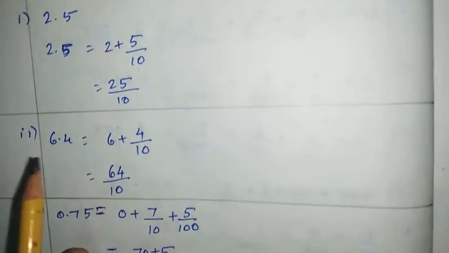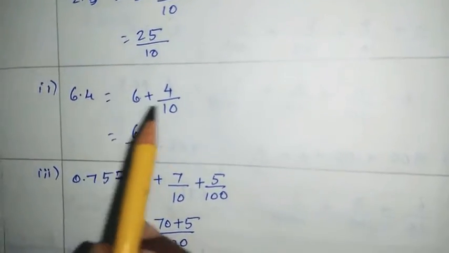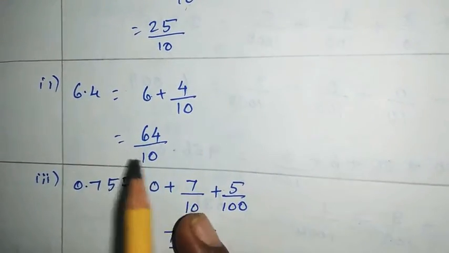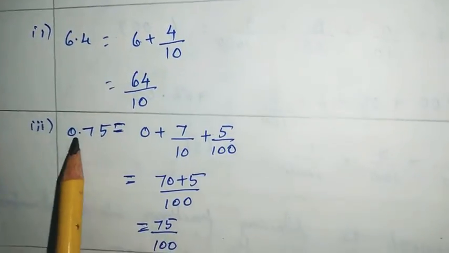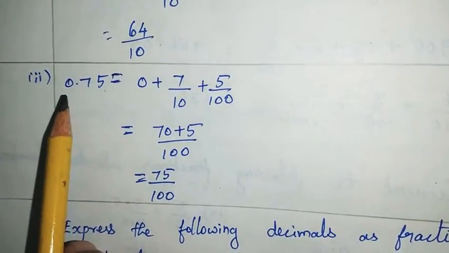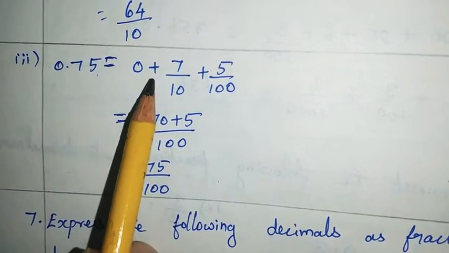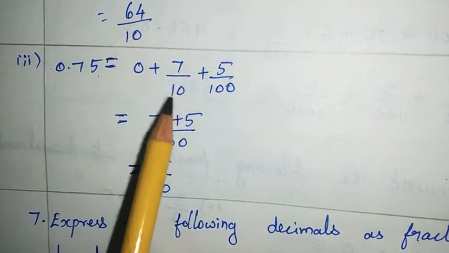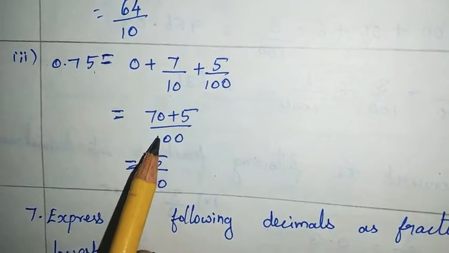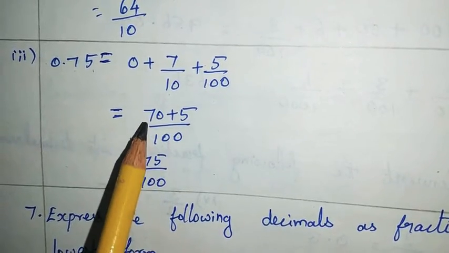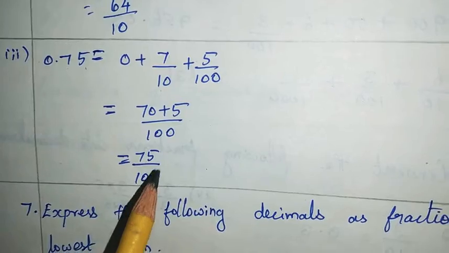Second sum 6.4. First you have to expand it and write, that is 6 plus 4 by 10. Then again if we take the LCM and add the numerators, we get the fraction as 64 by 10. Third sum 0.75. Here we have no whole number, only the decimal part. This decimal number can be written as 0 plus 7 by 10 plus 5 by 100. If we take the LCM, we get the LCM as 100 and the numerator will become 70 plus 5, that is 75 by 100.